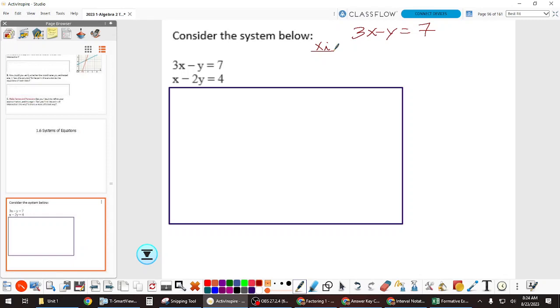How do I find the x-intercept? Set y equal to 0. So look, that is gone. It says 3x equals 7. This is why I say you should be able to do it pretty quickly. So what is x? 7/3, right? Just divide by 3. So our x-intercept is (7/3, 0). Okay, how about the y-intercept?